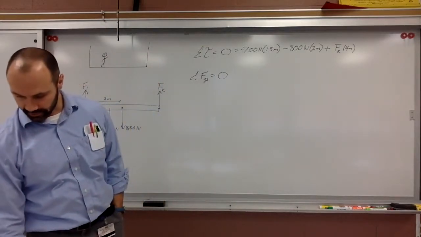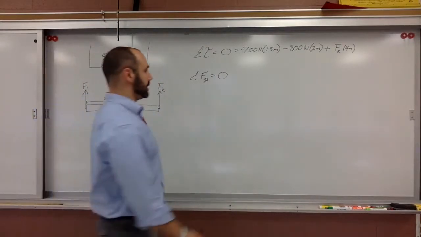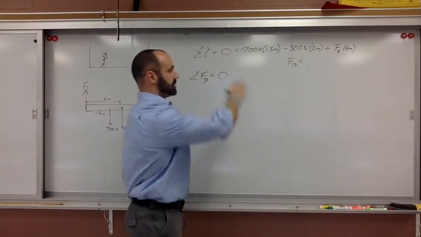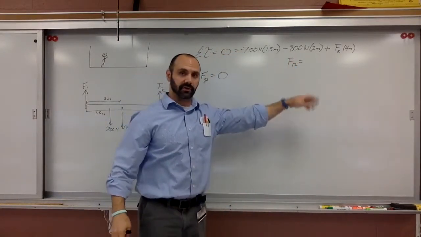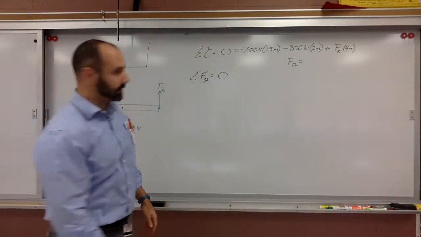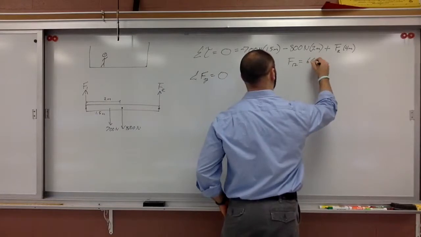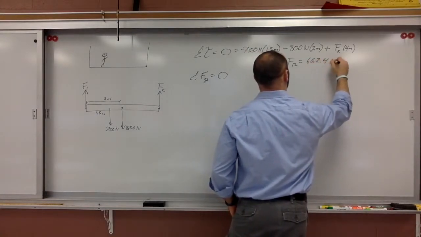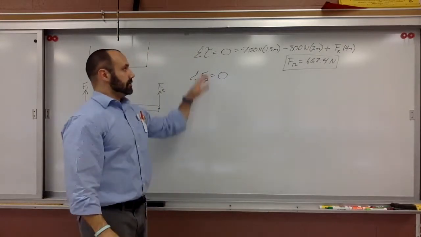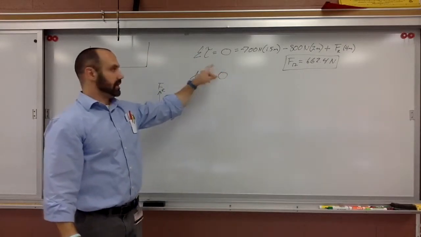When you do that algebra, you end up with, this is physics, right? Set it up, that's the physics part. The rest of it is just algebra and arithmetic. You get 662.4 newtons. So I used the torque equation to help me find Fr.